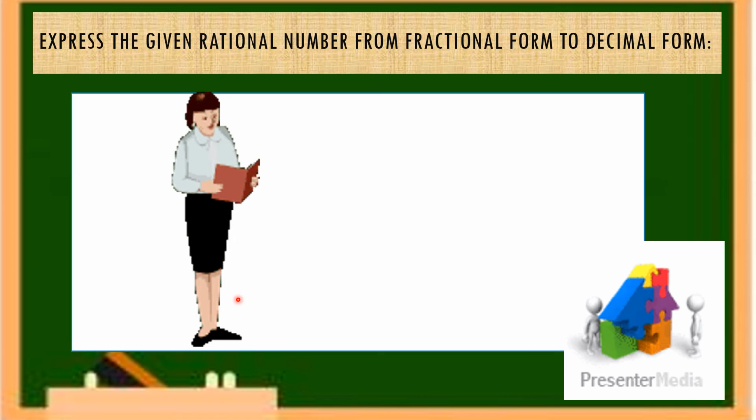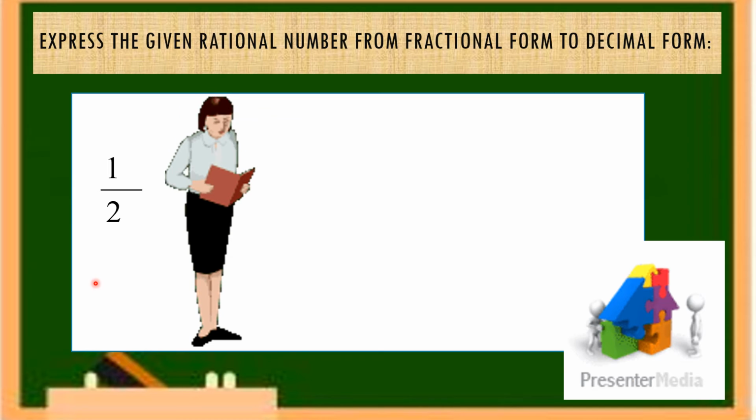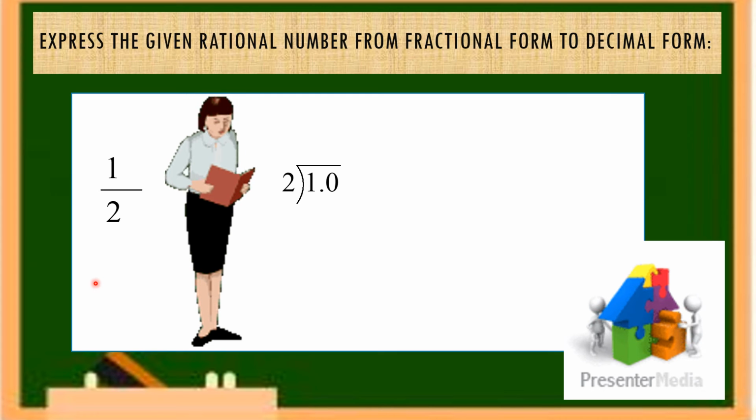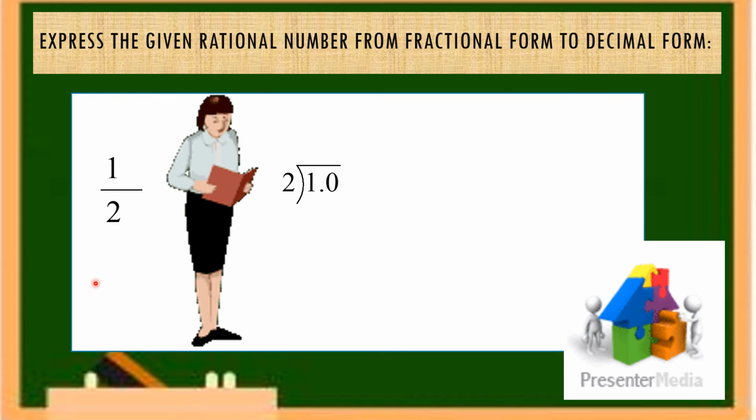We are going to express the given rational number as decimal. Our given is 1/2. We need to express 1/2 as decimal. First, we divide 1 by 2. 1 divided by 2 cannot be, so we annex 0. It will become 1.0.